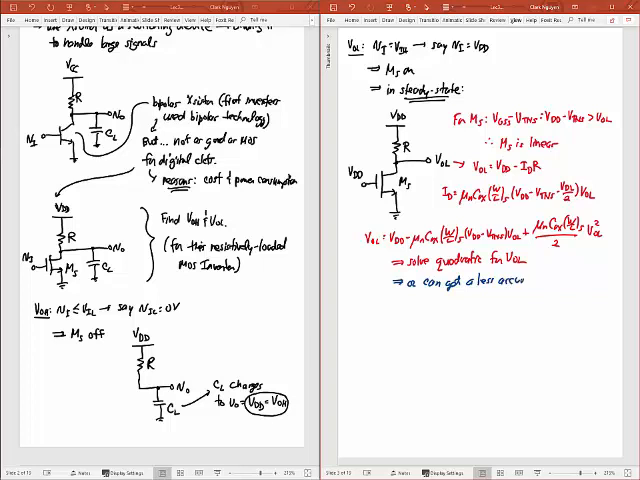So get a less accurate but still good value. Okay, how? By defining an on resistance for the switching device.